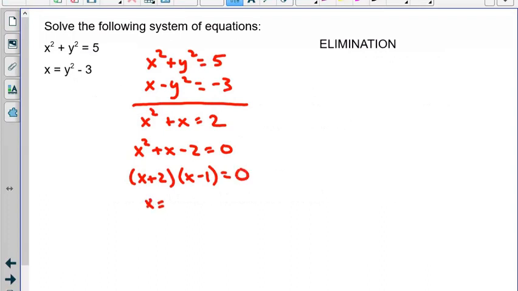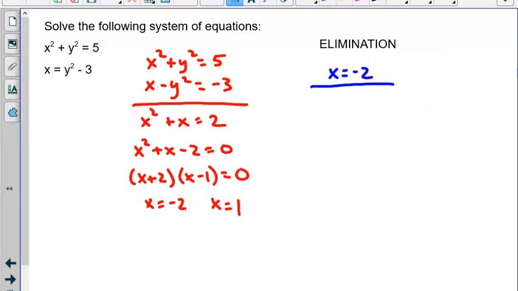So x equals negative 2 and x equals 1. Both of those are potential solutions. It's possible that one of them is extraneous. It's possible that both of them work. So we would take those and substitute them back in. We will do the x equals negative 2 case first. So if we take the x equals negative 2 case, let's substitute that back in.